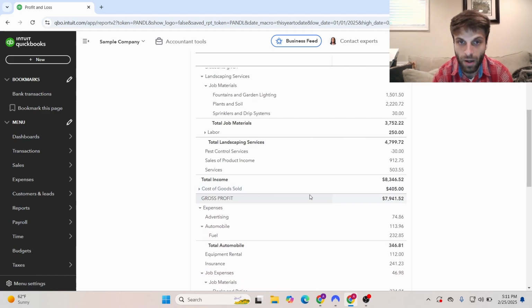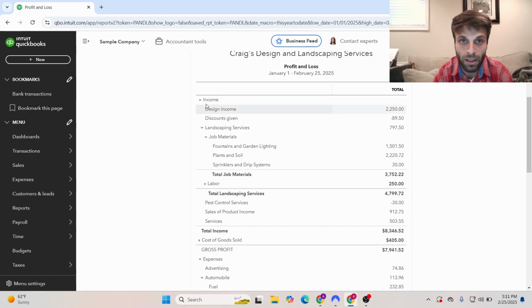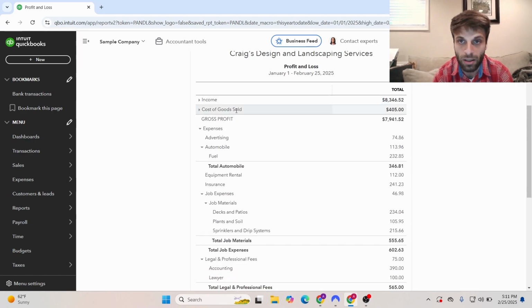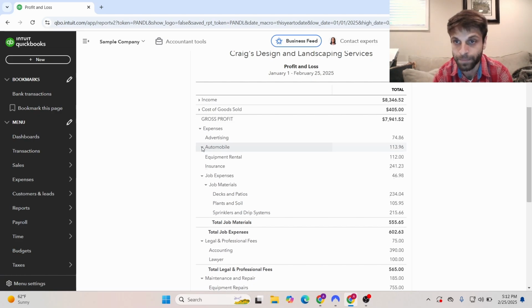Okay, and then we have our gross profit, right? So when we have income minus our cost of goods sold gives us our gross profit. Now we have our expenses category. So we have advertising, right? Automobile, fuel. Remember I said we have fuel, and then these are actually two separate lines. So the total for automobile should be $340 something, right? So if we minimize this here, 346.